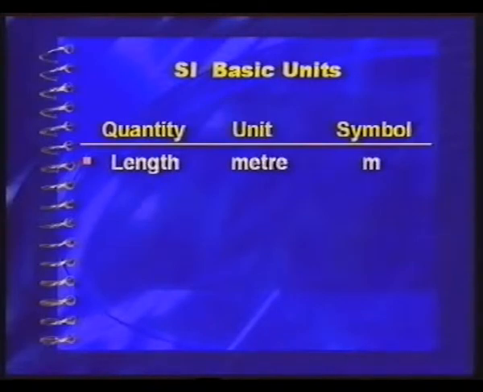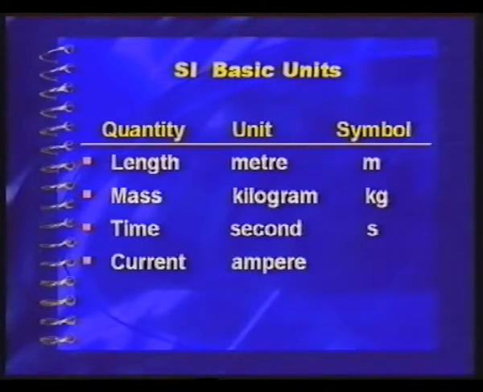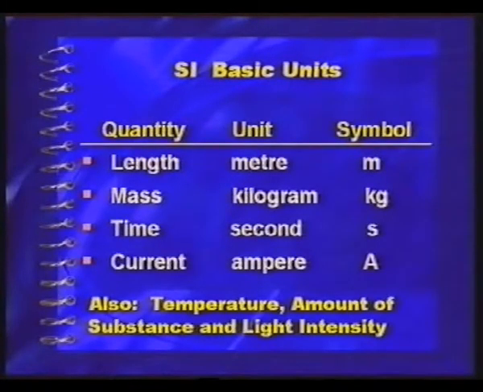One is length, the unit for that is a meter, symbol M. We've got mass, the unit for that is kilogram. Then time, that's measured in seconds. And the current, that is to do with electricity, is measured in amperes. Now there are some other ones, but we don't really use those much at all.